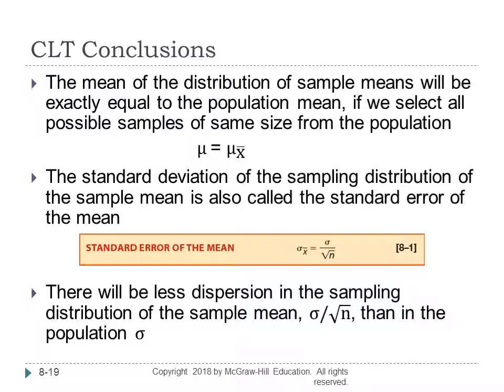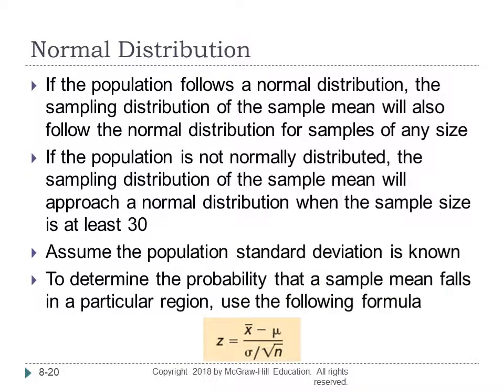Of course, you can tell here, the larger your sample is, the less variation there will be in the sampling distribution. There will be less dispersion in the sampling distribution of the sample mean. The value can be calculated. It is equal to sigma over the square root of n, and we call this the standard error of the mean. We will look at examples of how to calculate the standard error.